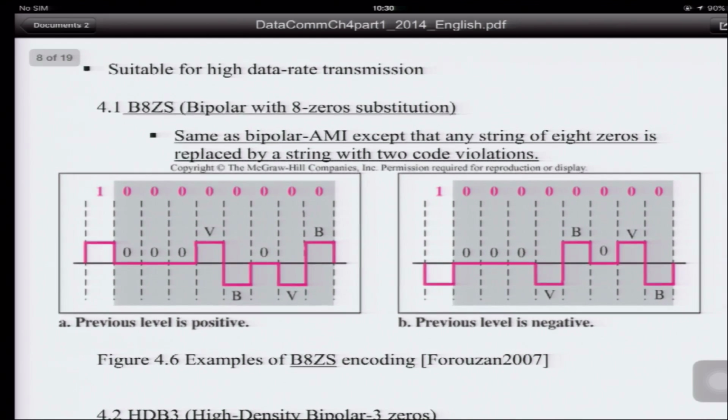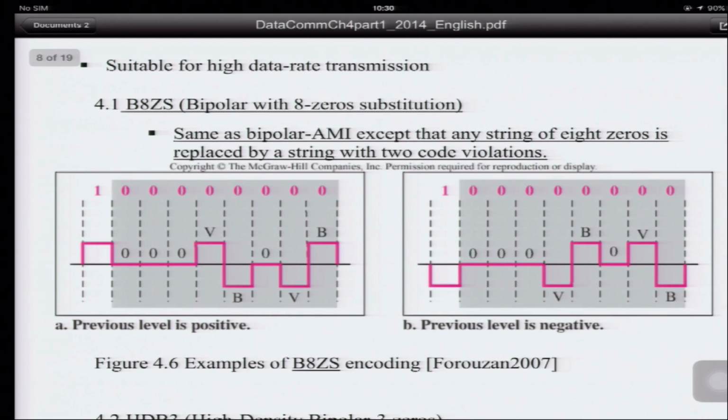Okay, the first one is B8ZS. This one is similar to the bipolar AMI, except that any string of eight 0s is replaced by a string with two code violations. Okay, so this will help. When you have a long sequence of zeros, instead of having a zero level line for a long time, you will replace it.